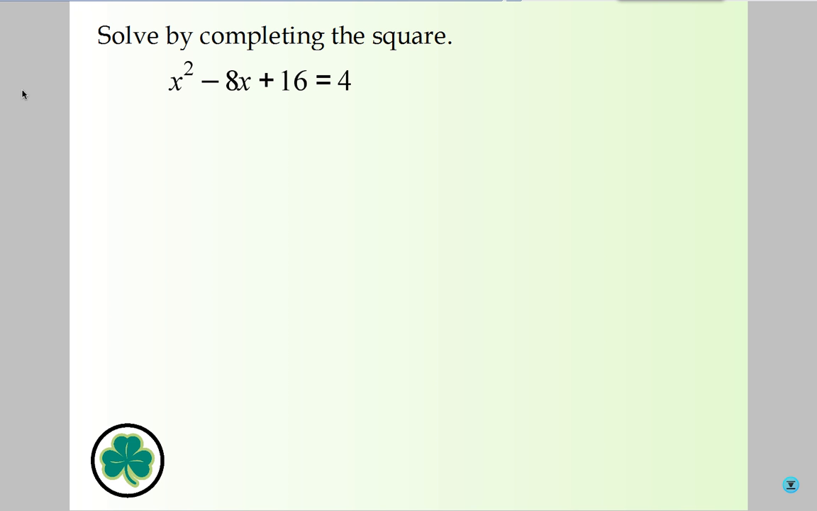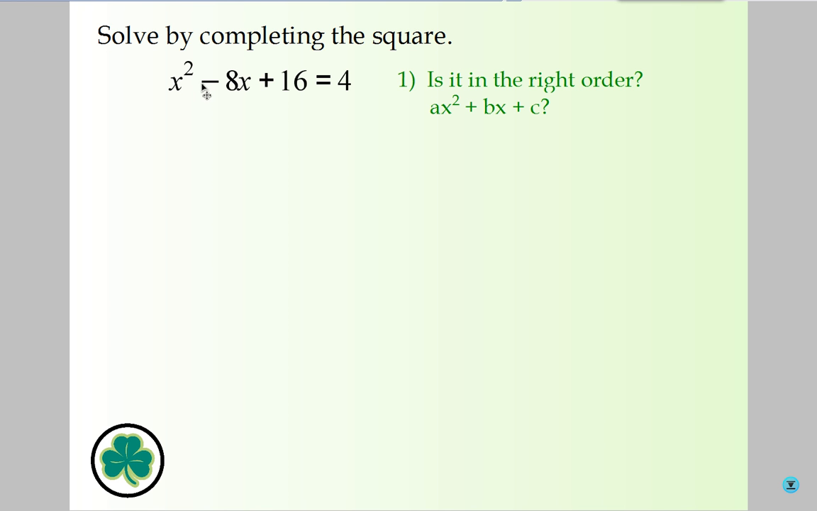Let's try another one so that you can see again how this kind of comes together. So first of all, I kind of have this in standard form. I have my x squared term first, my x term in the middle, my constant third. It doesn't equal 0, but in completing the square, that's not always going to be super important. I could subtract the 4 over to the left and make this a 12. It's going to work out either way.